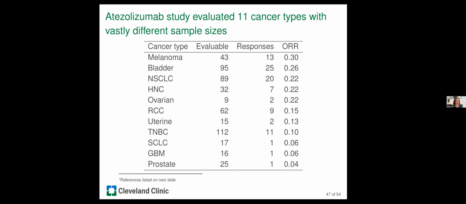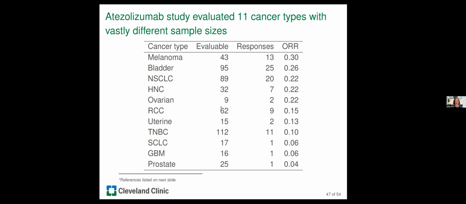So going back to the atezolizumab study, in the dose expansion study, they actually ultimately studied 11 different cancer types. And they're all listed here in the order from the one with the highest overall response rate to the lowest. And what we can see here is not only are there vastly different response rates from 30% in melanoma down to 4% in prostate, but also there were very different sample sizes from a maximum of 112 in the triple negative breast cancer cohort down to just 9 patients in ovarian.